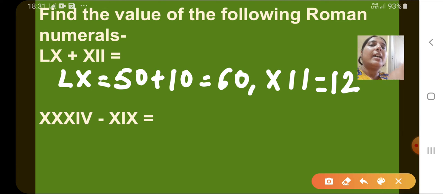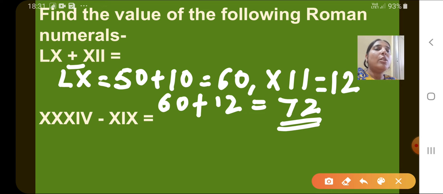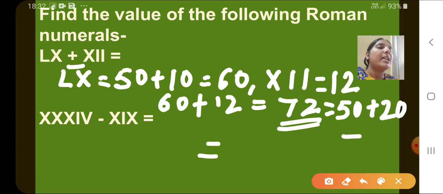Now you have to find the sum. You have to add. So it means LX plus XII, it means 60 plus 12. So 60 plus 12, what you will get, children? Can you tell me the answer? Yes, 72. Got it, children? So the value here is 72, but now you have to convert this value into Roman numeral. Now how you will write 72? So first let's write the expanded form. So this you can write 50 plus 20 plus 2.